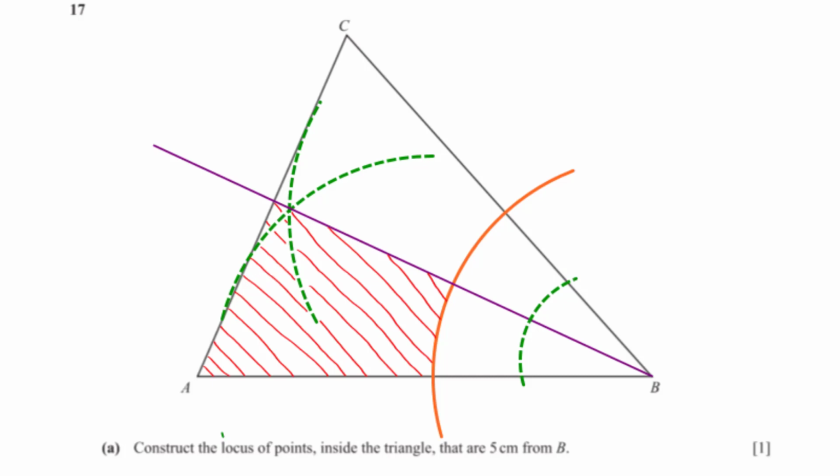Note the point of intersection of the two arcs you've drawn, and using a ruler, draw a straight line from point B that passes through the point of intersection of the two arcs.